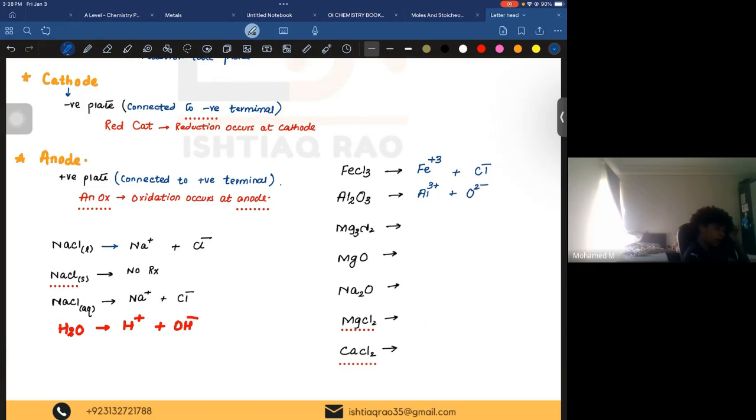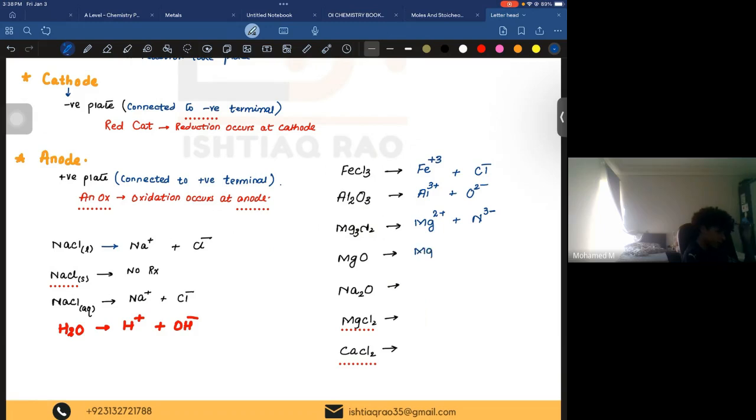And then for magnesium, it would be magnesium +2, and then nitrogen -3. Yeah, because this number represents this and this number represents this. Yeah, because swap and drop. So magnesium oxide would just be magnesium plus and oxygen negative.